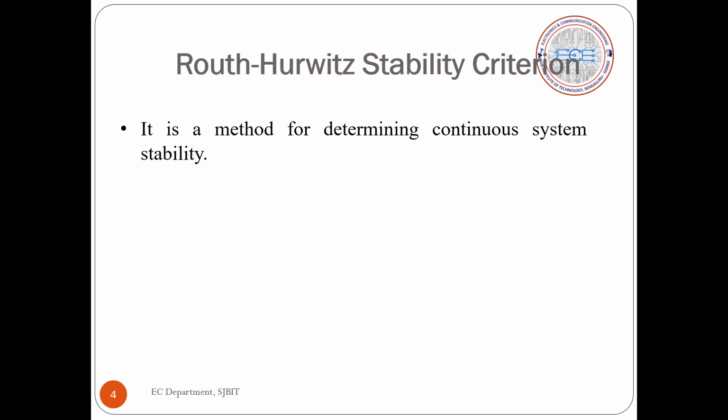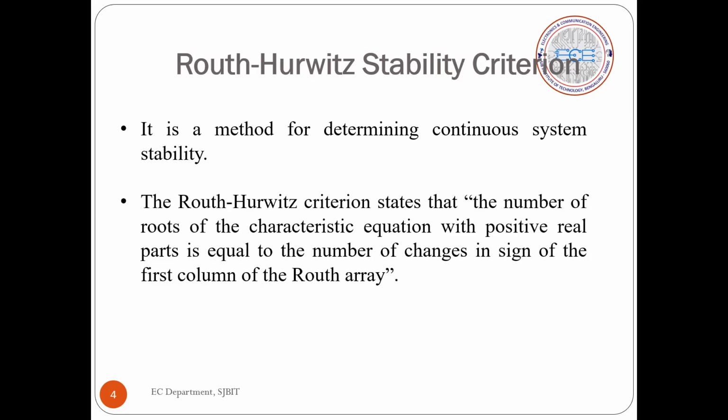Next in this chapter we have the Routh-Hurwitz stability criterion. Routh-Hurwitz has defined one stability criterion. We apply that and we will declare the system as stable or not. This method is applicable to continuous system stability estimation. Only for continuous systems can we use this.